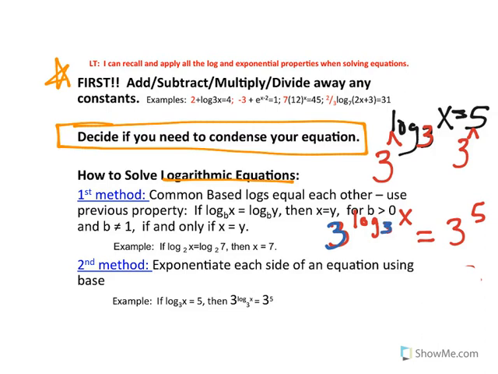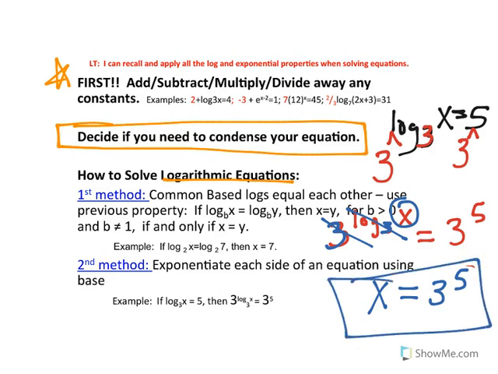your property from a previous section in this class says I can drop those two things and what is left is what I keep. And that equals 3 to the 5th. Since that's solved for x, that is my final answer.